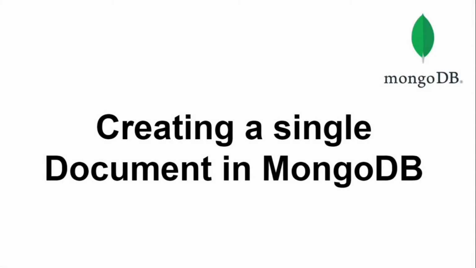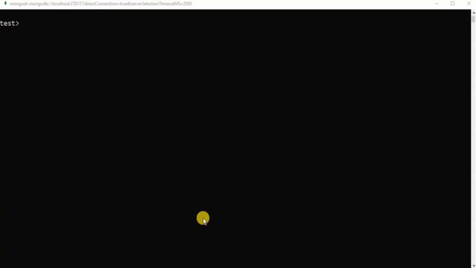Welcome back. In this video, I'm going to show you how you can create and insert a single document in a collection in MongoDB. Previously you have seen how you can create a database in MongoDB and then how you can create a collection inside a database. Now we are going to see how you can perform basic CRUD operations in MongoDB. The CRUD operations include creating a document, retrieving a document, updating a document, and deleting a document.